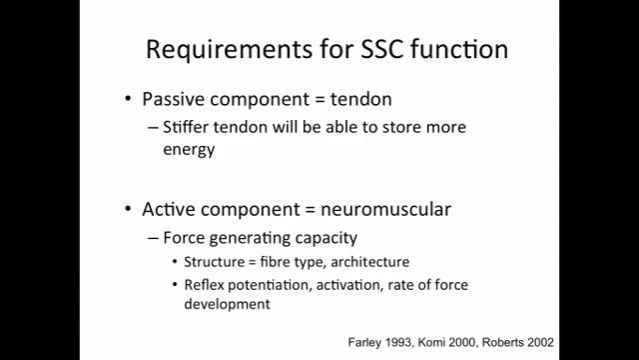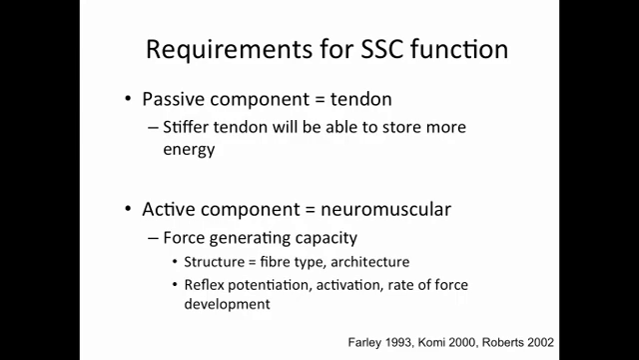So let's now look at the requirements for SSC function. And this is a really clinically important thing because we need to clinically be able to know how we can restore someone's stretch shortening cycle function. And we'll talk about losses in stretch shortening cycle function in pathology. So there are passive components to the SSC clearly, things like the stiffness in the tendon. So basically, you've got a tendon that needs to be absorbing energy well and releasing energy well to give you a good efficiency and performance in your SSC.